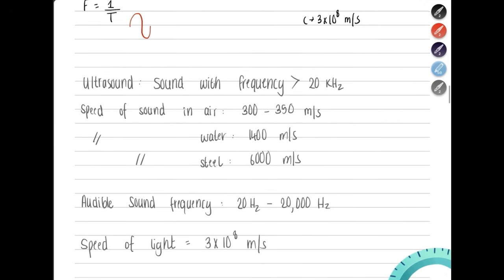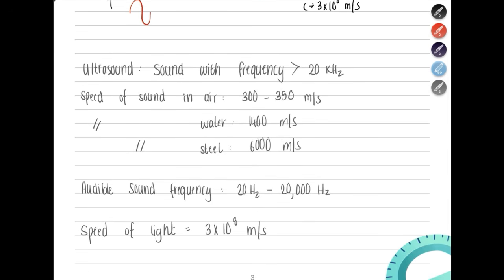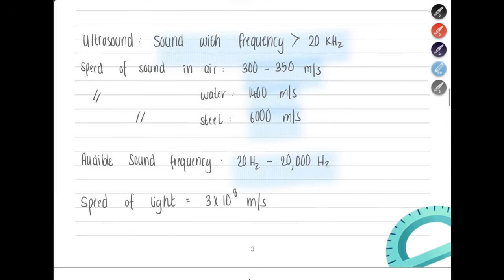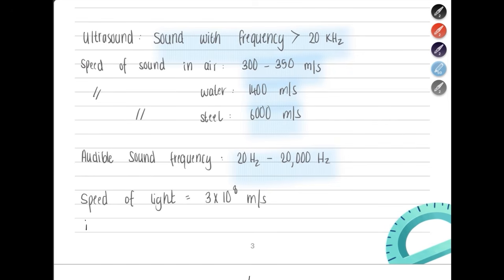Okay. Then these are some quantities that may help you. What is ultrasound? Ultrasound is sound with a frequency greater than 20 kilohertz. Speed of sound in air is 300 to 350 meter per second. In water, it's almost 1400 meter per second, and steel is almost 6000 meter per second. And then I also saw that the speed of sound in concrete is 5000 meter per second. This is very important. Audible sound frequency is from 20 hertz to 20 kilohertz, or 20 hertz to 20,000 hertz. Speed of light in vacuum is 3 multiplied by 10 to the power of 8 meter per second. Take care of the units, okay?